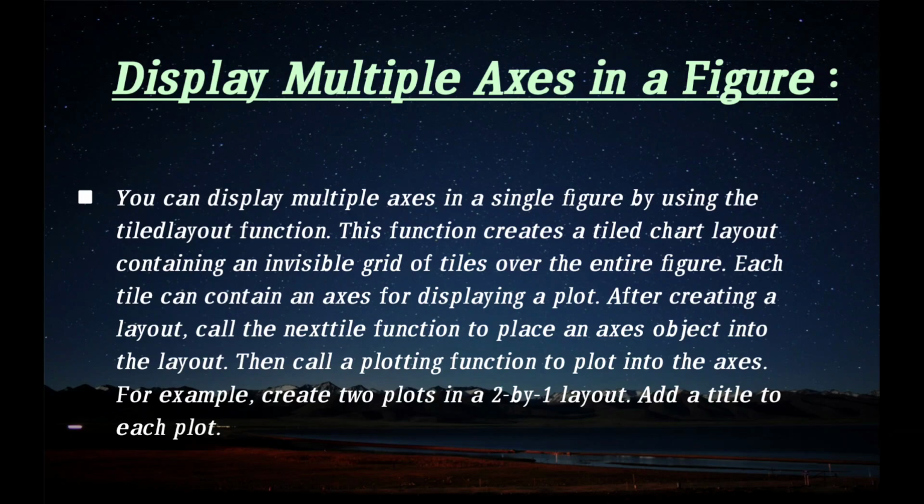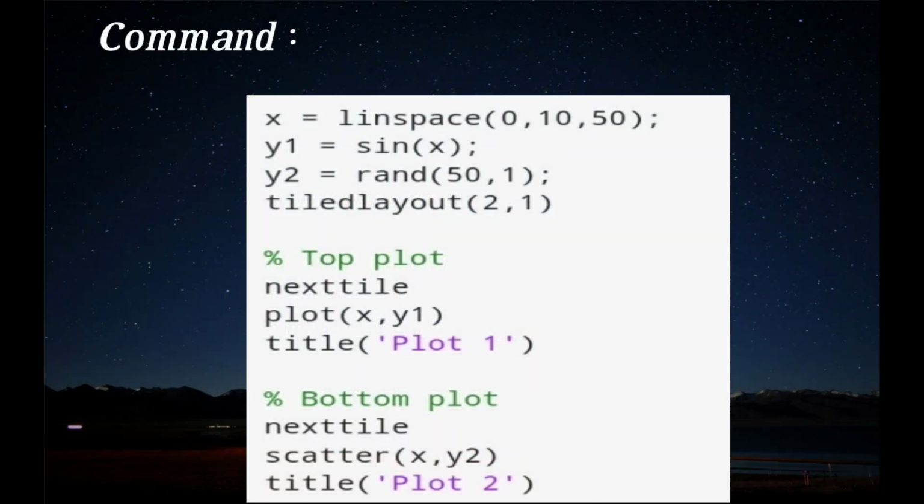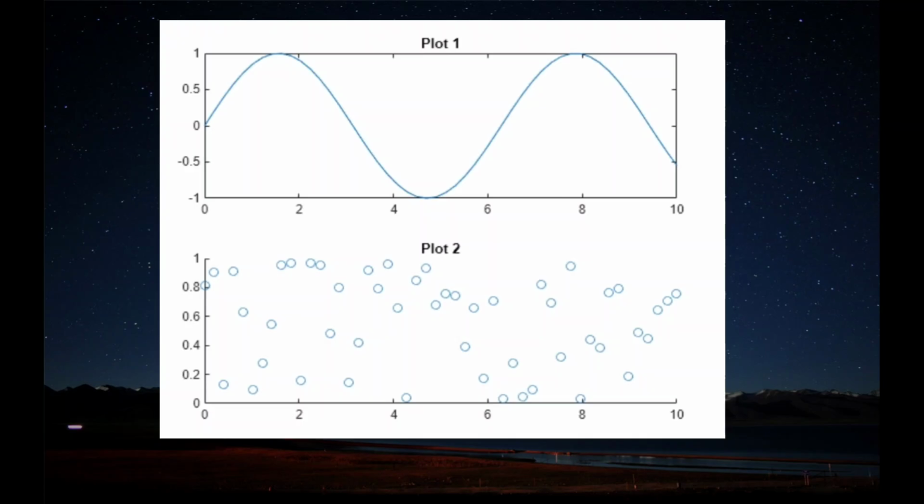For example, create two plots in a 2-by-1 layout. Add a title to each plot. Command: x = linspace(0,10,50); y1 = sin(x); y2 = rand(1,51); tiledlayout(2,1); % top plot; nexttile; plot(x,y1); title('Plot 1'); % bottom plot; nexttile; scatter(x,y2); title('Plot 2'). Here we obtain the result from plot 1 and plot 2.